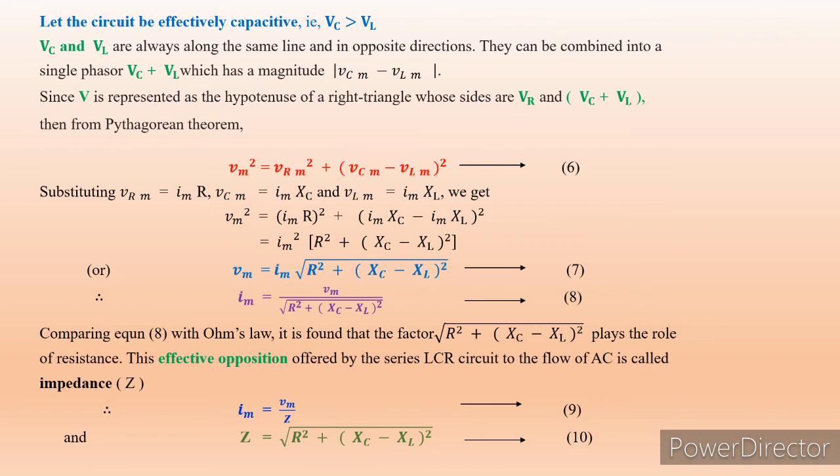This effective opposition offered by the series LCR circuit to the flow of AC is called impedance Z. Therefore, Im is equal to Vm by Z, equation 9, and Z is equal to square root of R square plus XC minus XL the whole square. This is equation 10.